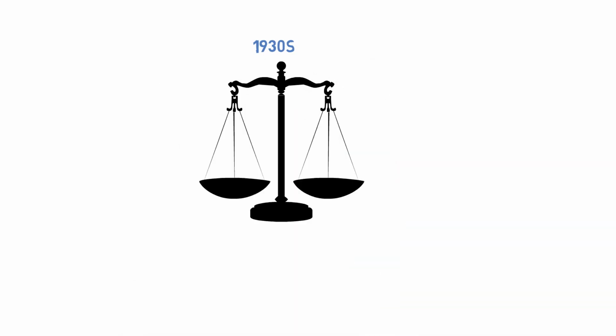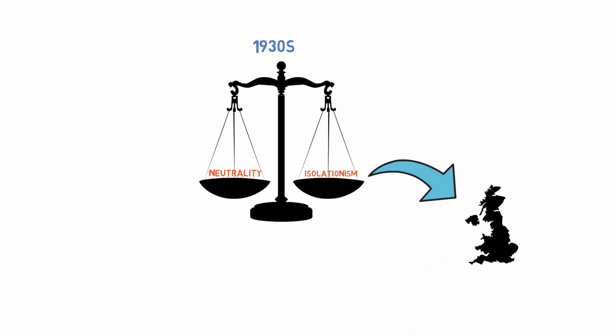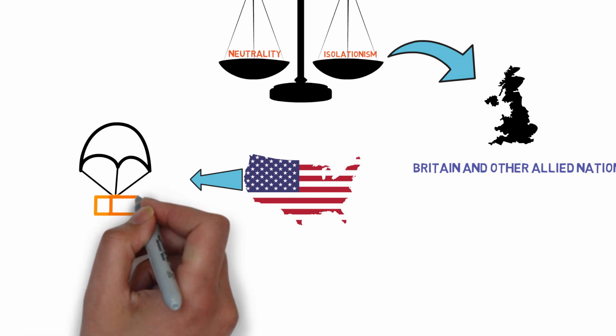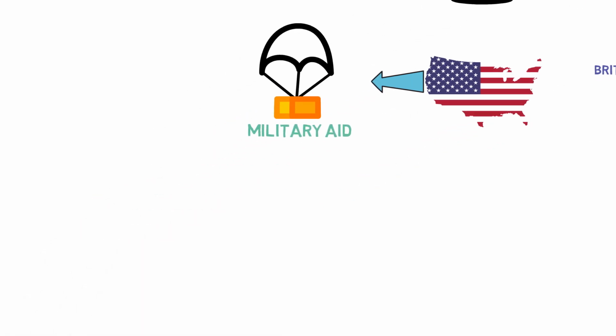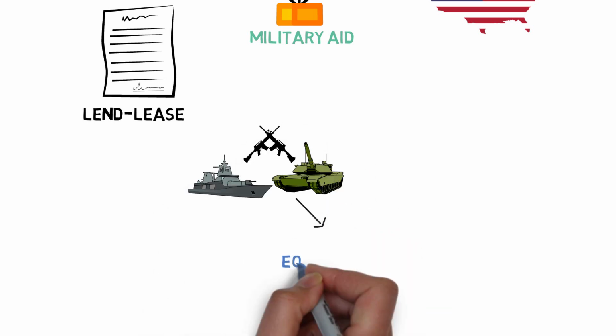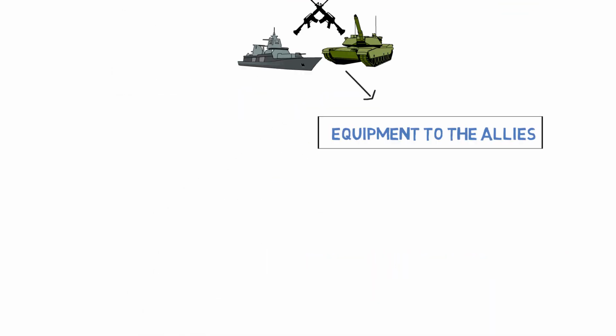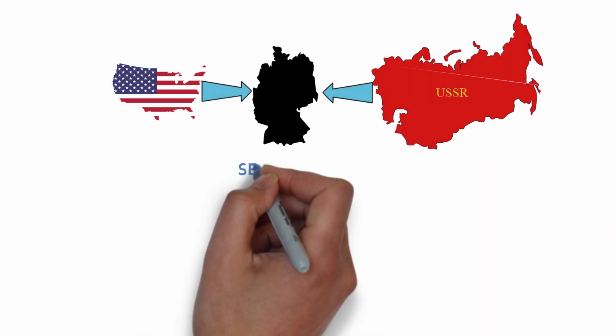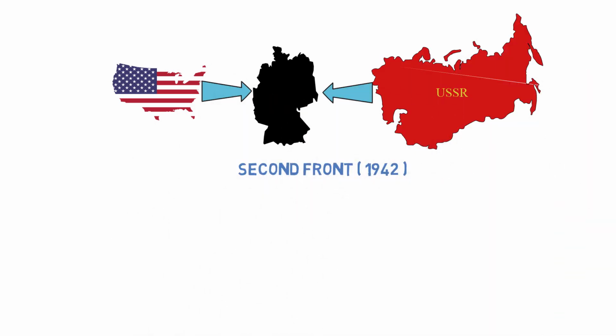Throughout the 1930s, President Roosevelt sought to balance American neutrality and isolationism with a desire to support Britain and other allied nations. He provided economic and military aid to these countries through programs such as Lend-Lease, which allowed the U.S. to provide supplies and equipment to the Allies without entering the war directly. President Roosevelt also promised to create a second front in Europe by the end of 1942 in order to keep the Soviet Union in the war.